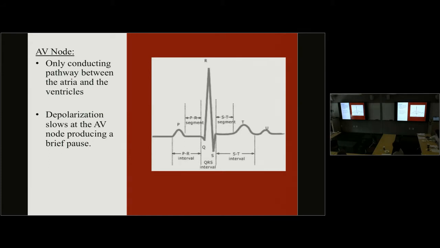Okay. So the AV node is the only conducting pathway between the top part of the heart and the bottom part of the heart. There are exceptions to that rule in congenital heart disease, but for 99% of the population, that's the case. Depolarization slows at the AV node, producing a quick pause. And that's why I say it's the bus stop. It's almost like the electrical impulse travels to this bus stop, pauses, almost waits for everybody to get on the bus, and then it charges forward. This brief pause is after the top part of the heart conducts, a short little pause before the bottom part of the heart contracts.